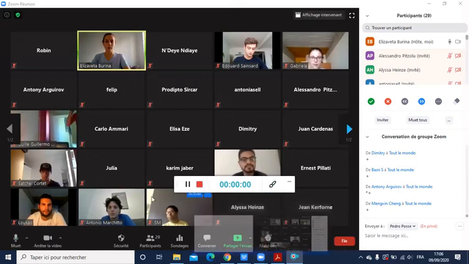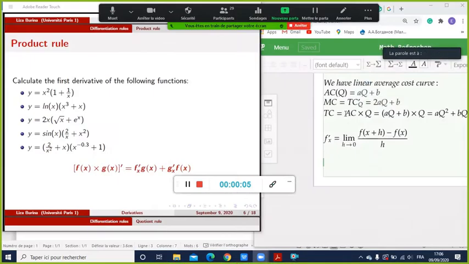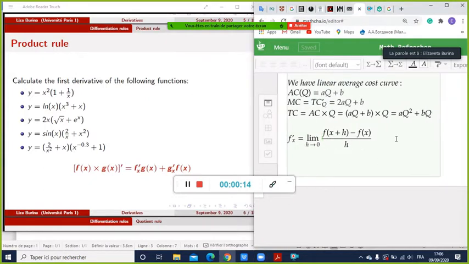Here we go. Let's launch our screens again. So the product rule, you've seen it, I'm sure. It's not the university stuff, it's really high school stuff.